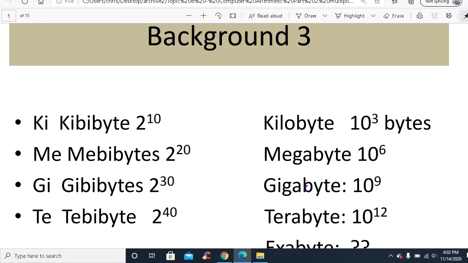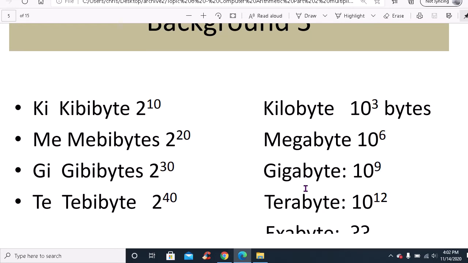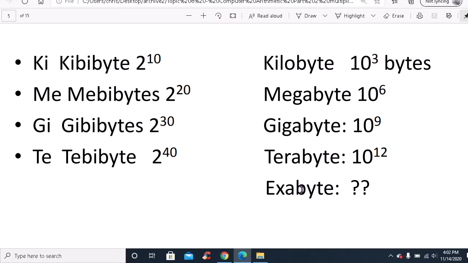Right. Kilobyte, as you probably are aware, is just 1,000 bytes. Megabyte, 10 raised to the power of 6, so that's 1,000,000 bytes. Gigabyte, 10 raised to the power of 9, 1,000 megabytes. A terabyte is 1,000 gigabytes. And check out what this is. How many bytes in an exabyte? Can you do that? Is it 10 to the 18?